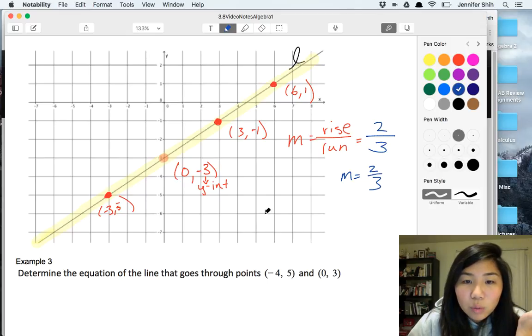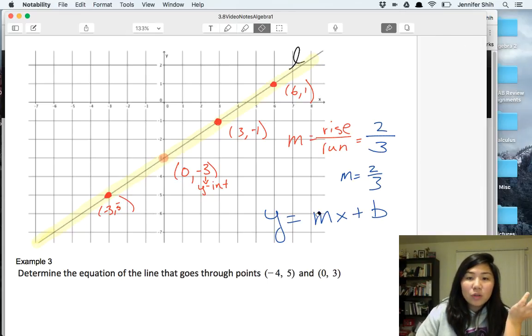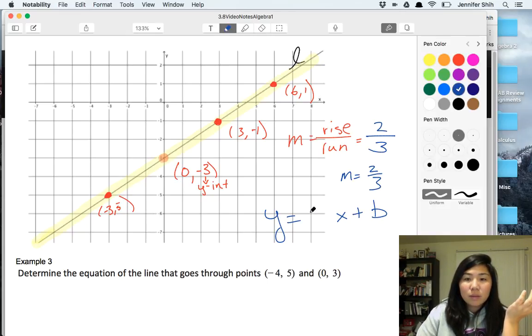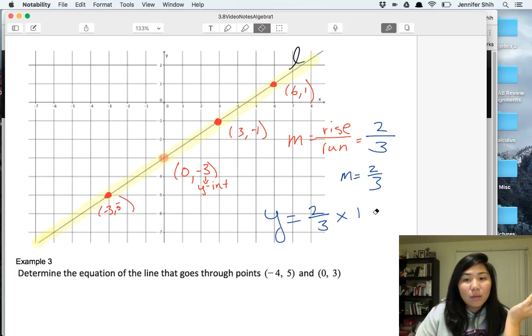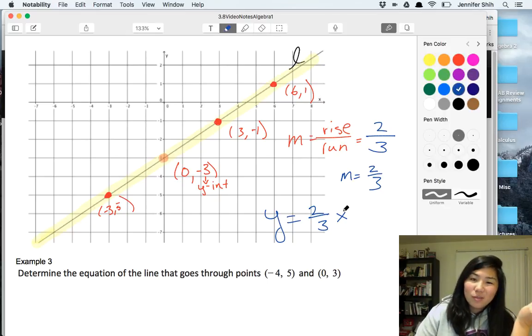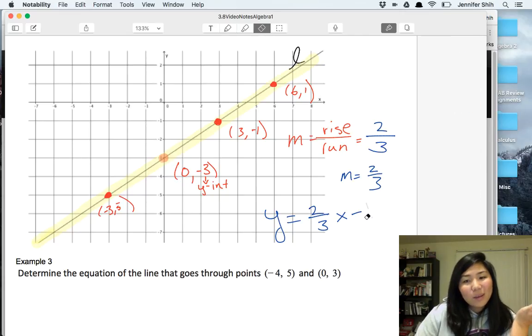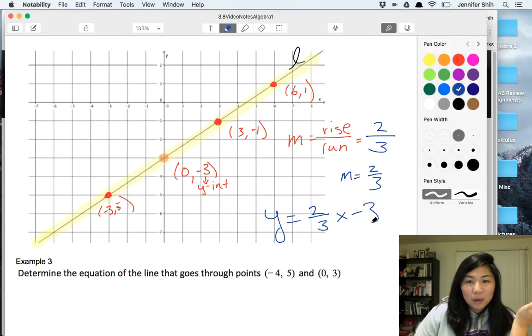Great. Well, we have y equals mx plus b. Instead of m, I'm going to write 2/3. Instead of b, I'm going to write my y-intercept, -3. I'm also going to get rid of that plus sign because if you add a negative number, you're really just subtracting. I apologize, let me write 3. All right, so here is our beautiful linear equation.